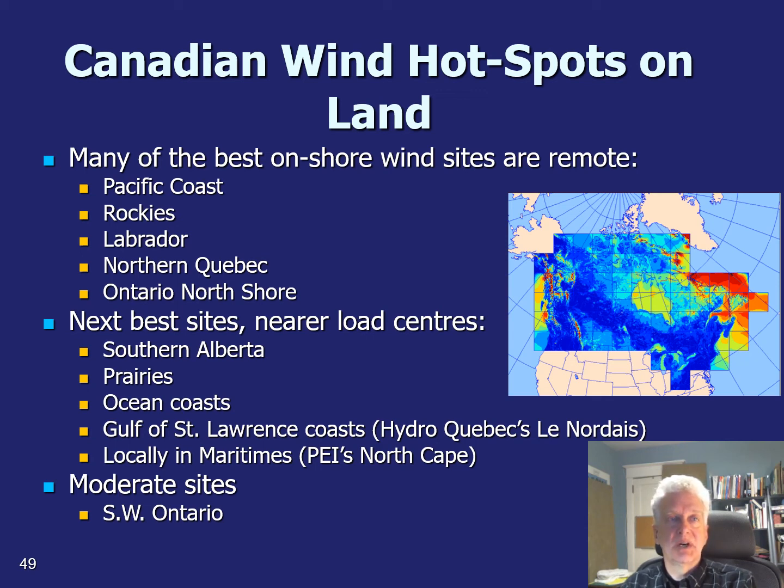Some of the best sites that are onshore are very remote. The Pacific Coast has lots of good places. The Canadian Rockies along the ridgelines, in Labrador, northern Quebec, and the north shore of Ontario facing Hudson's Bay. The next best sites that are somewhat closer to load centers might be southern Alberta, the prairies broadly, the ocean coasts, the Gulf of St. Lawrence. Hydro-Quebec has their Le Nordais wind plant in that location, and then locally in the Maritimes, such as the North Cape of PEI. Then the moderate ones, colored in sort of green and aqua on this map, might include southwest Ontario between the lakes.